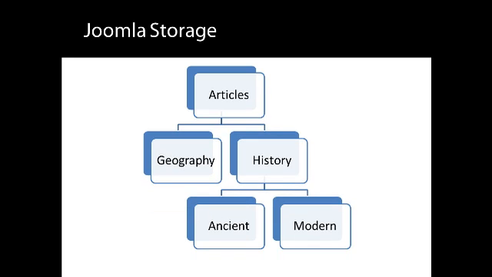When planning your site, it's helpful to create a site map. And in this example, we'll create a simple three-tier hierarchy. There'll be a category called Articles. Inside that are two more categories called Geography and History. Inside the History category are two more categories, Ancient and Modern. Articles can be stored in any of these categories, but that's explained in the next lesson.